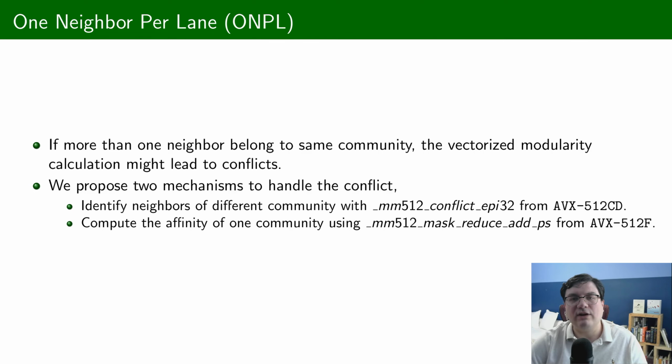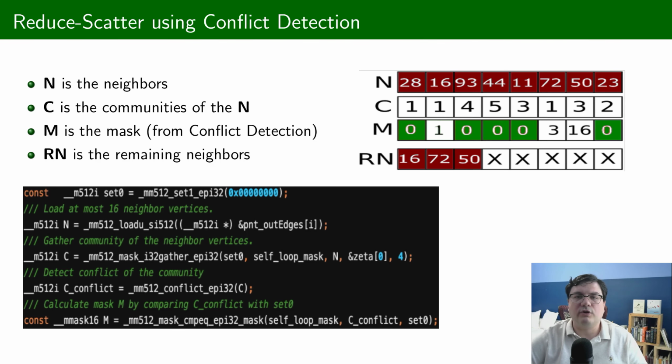Fundamentally, the operation is a reduced scatter. Fortunately, the recent AVX 512CD and AVX 512F instruction sets introduce the support necessary to solve that issue in two different ways. The first strategy works on vertices from different communities.